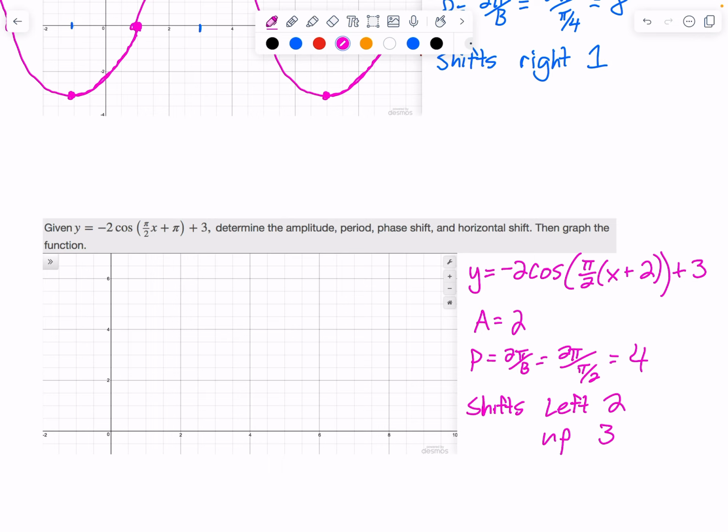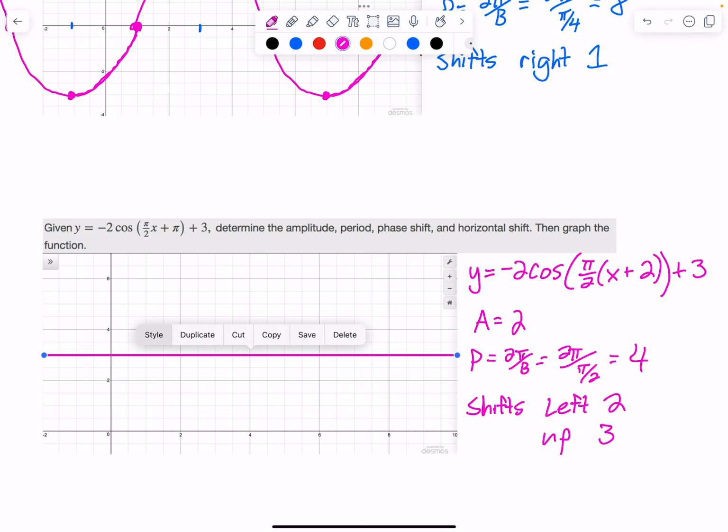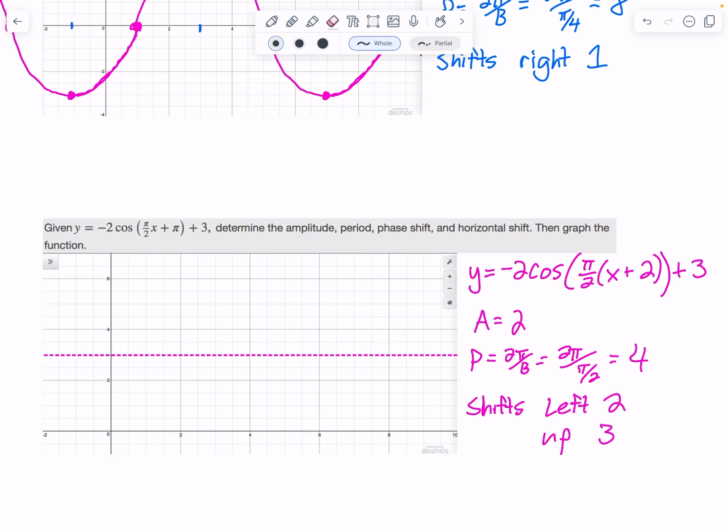So the midline has moved, so I'm going to do a dotted line on the midline. So the dotted line would go at 3. There's my midline. Okay. It also moves left 2. So I know if I were to start graphing this, it starts here. Okay, since it's cosine, that means it does not start on the midline. It starts off the midline. So I know I'm going to start below by the amplitude. So I'm going to need to go 2 down from 3.